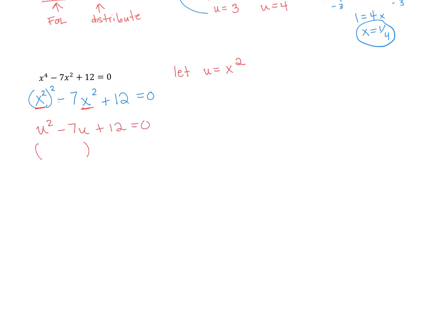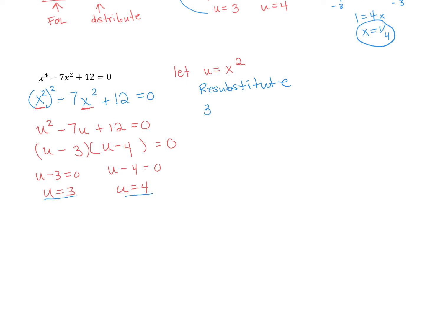I guess I didn't make a great example because this factors exactly the same: u minus 3 and u minus 4. So I get 3 and 4. Now those are u values. So when I resubstitute, I'm going to plug the 3 and the 4 in. So I'm going to say 3 equals x squared and 4 equals x squared.